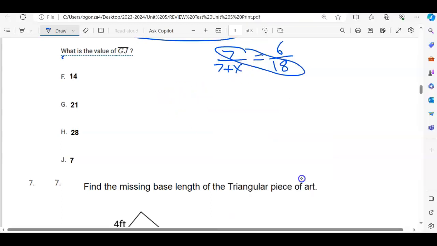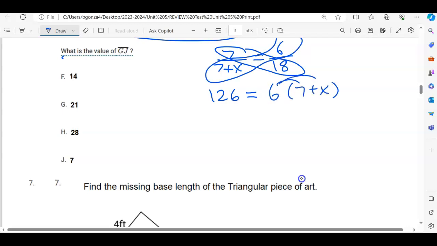I got 126 equals. And then I have 6 times 7 plus x. I'm going to put it in parentheses and distribute. 6 times 7 is 42. 6 times x is 6x. Bring down 126. Get rid of the loner by subtracting 42.